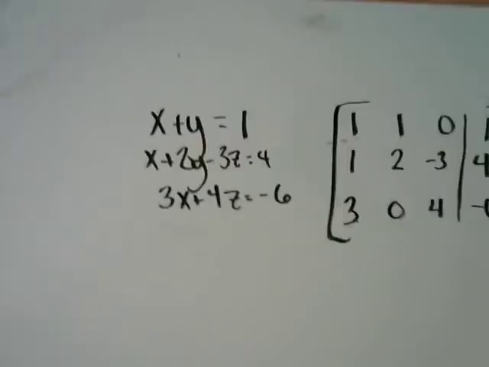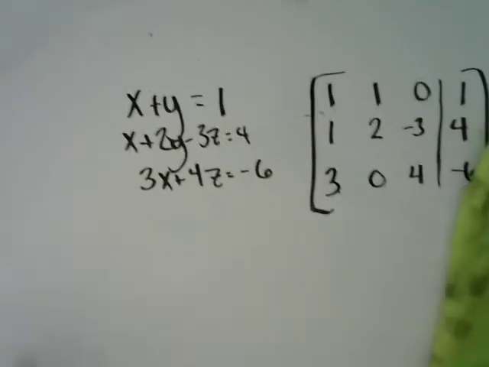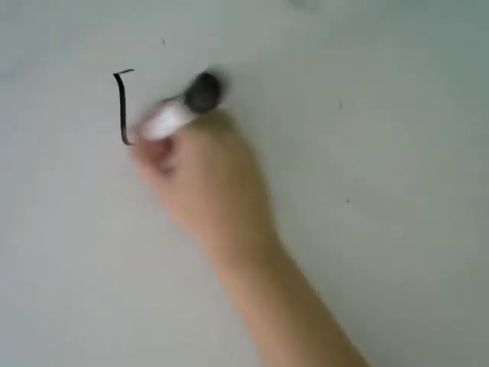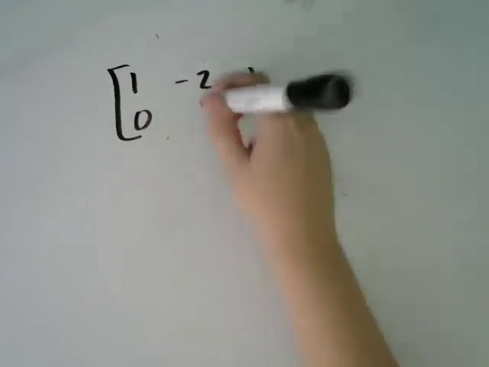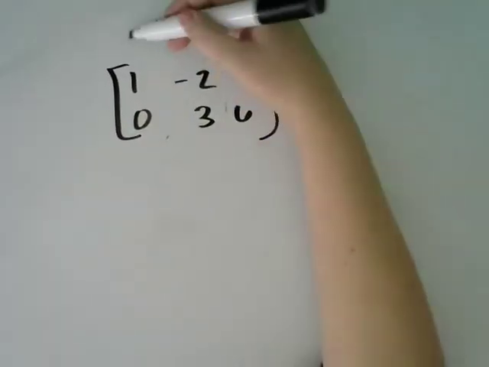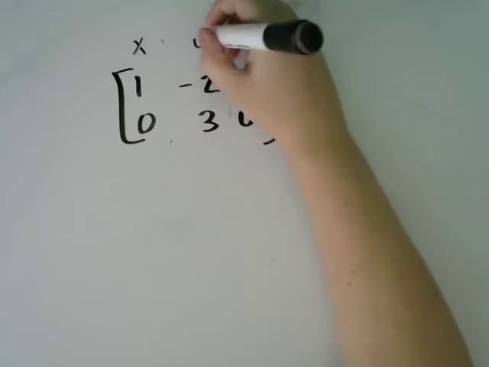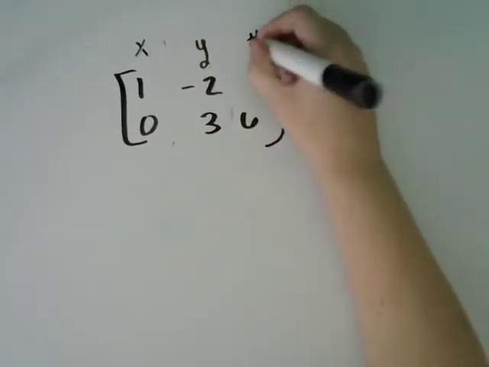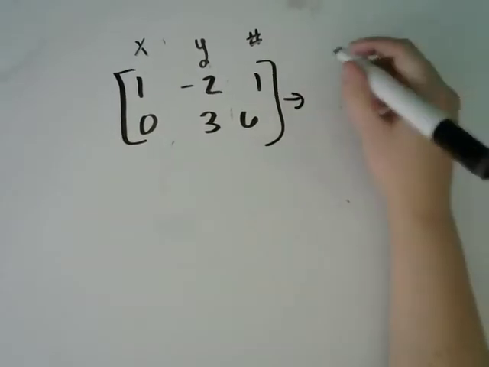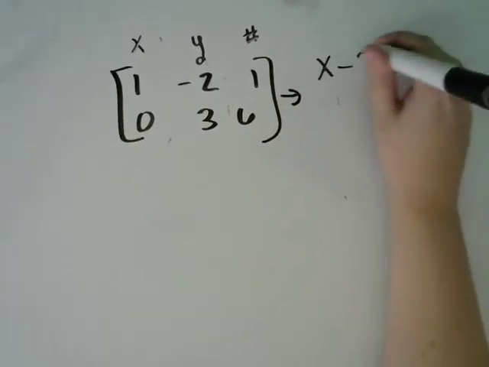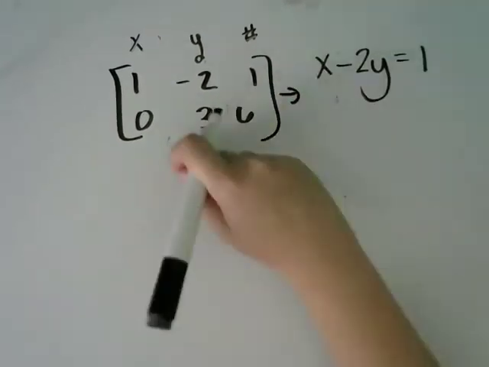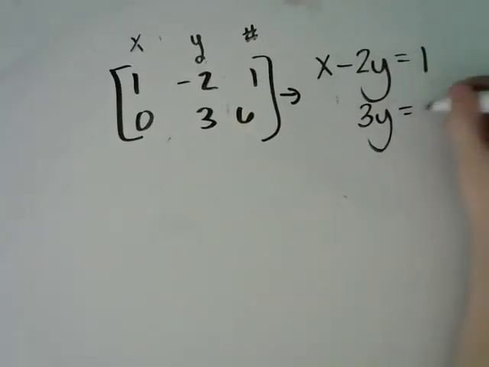Example 2 in the notes is asking us to do the exact opposite of this. So we're going to take a look at an augmented matrix and we're going to try to write the system of equations that this matrix represents. The first matrix is 1, negative 2, 1, 0, 3, and 6. Now remember, each column represents a variable, and the last column represents what the equation is equal to. So if we were to write this as a system, we would write 1x minus 2y is equal to 1, and our second row would be 3y is equal to 6.